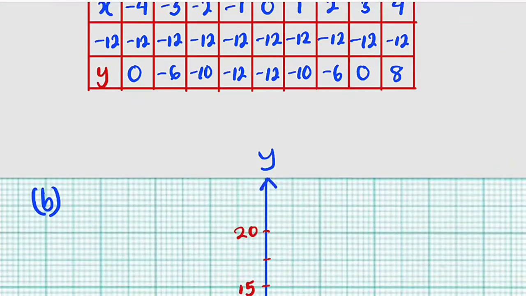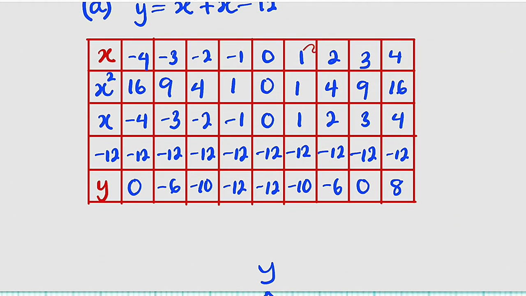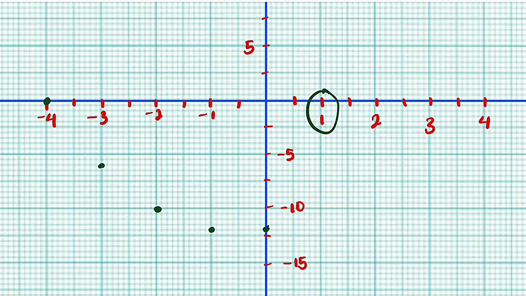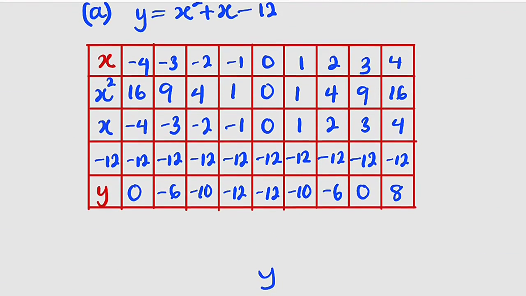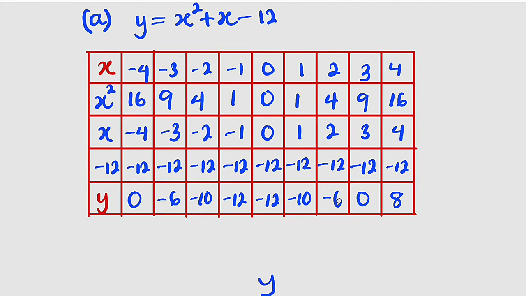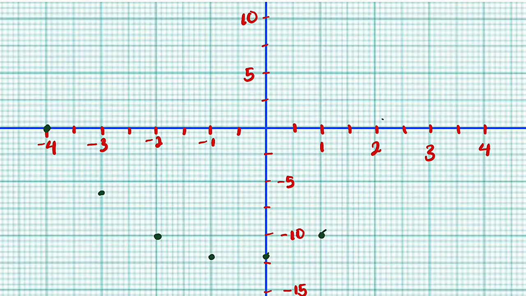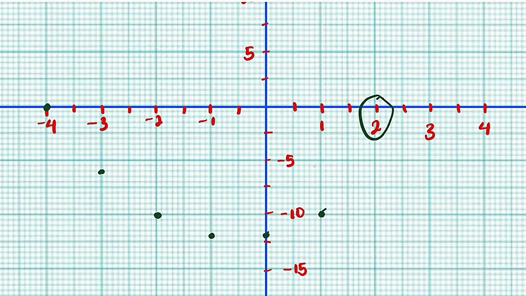So what happened when x is equal to 1? When x is +1, y is -10, right? So 1, -10. This is where we have 1, y is -10. When x is 2, y is -6. This is 2, y is -6. This is -5, so we need 2 small lines extra somewhere here.